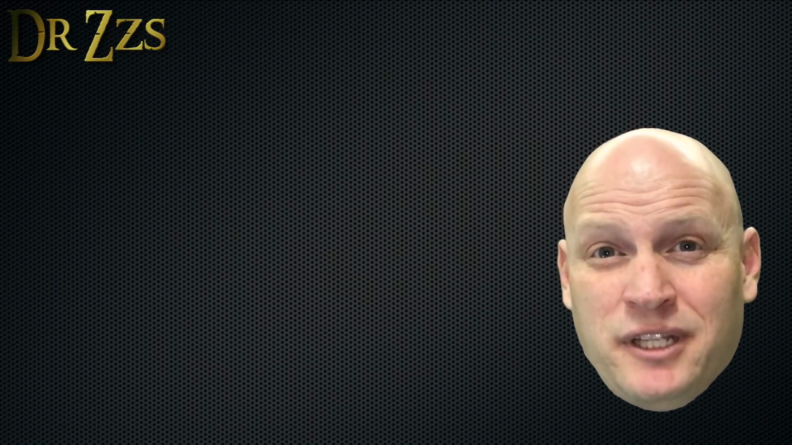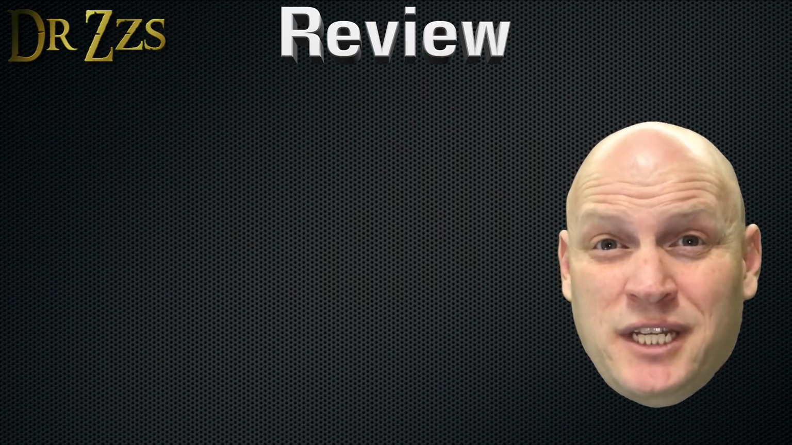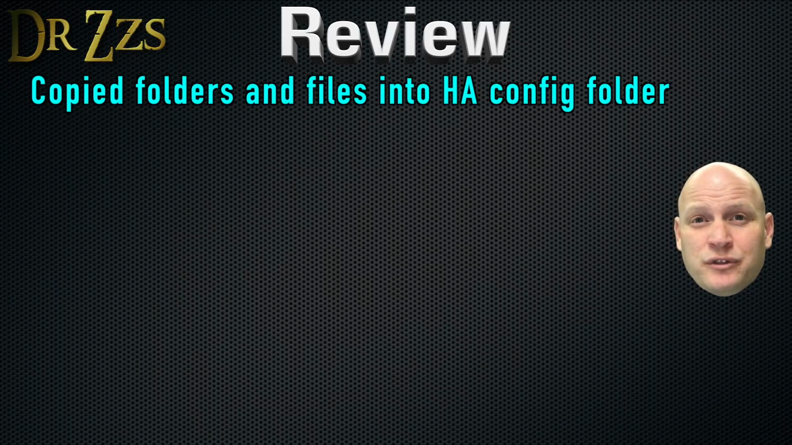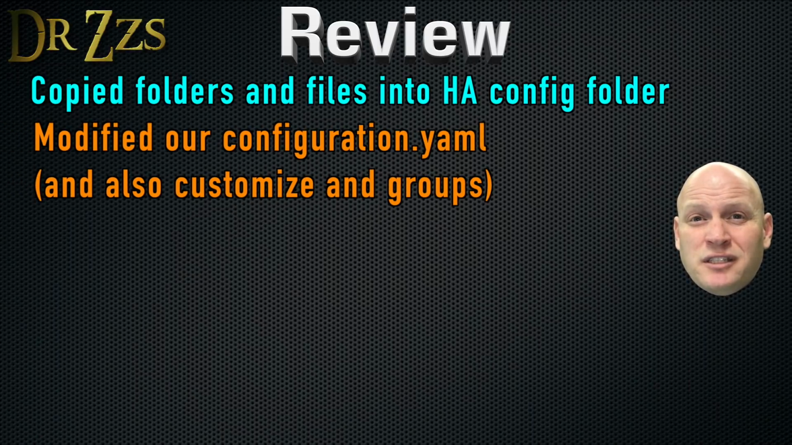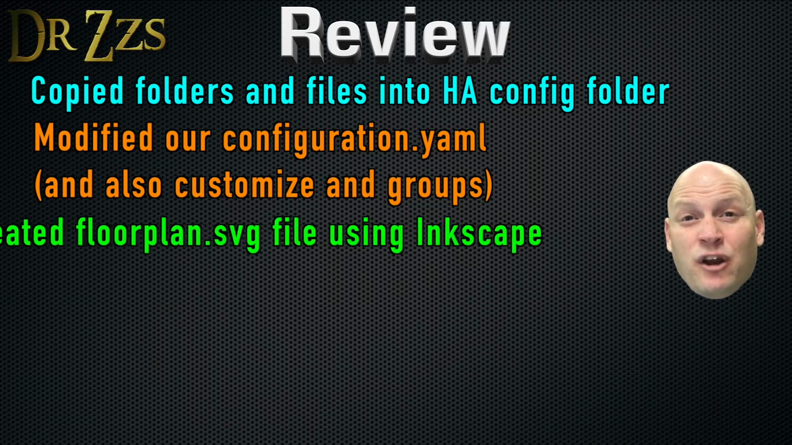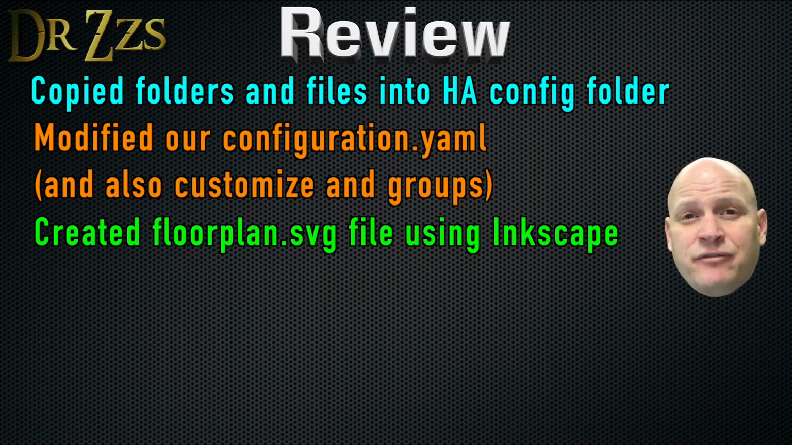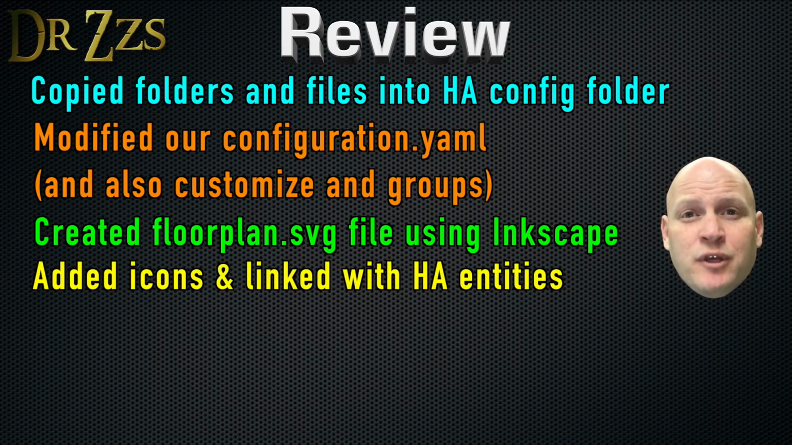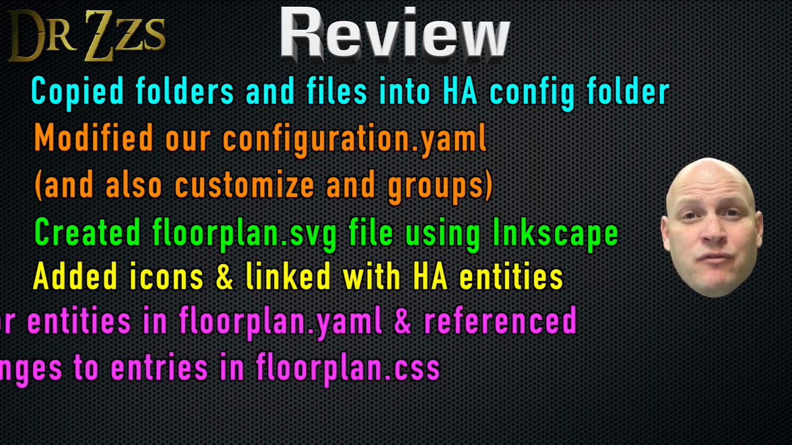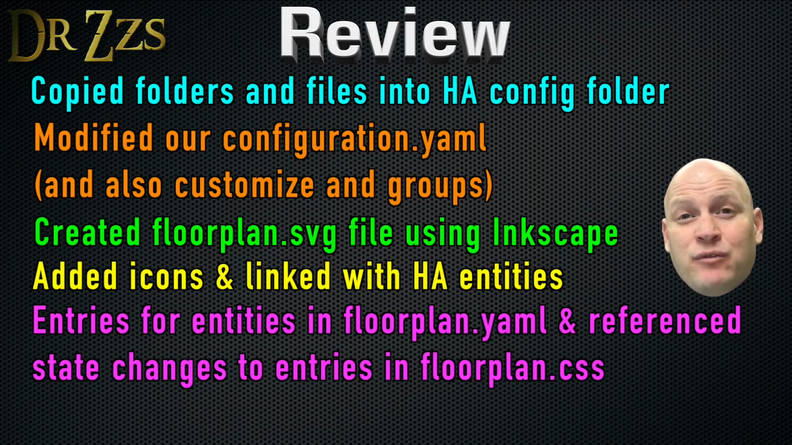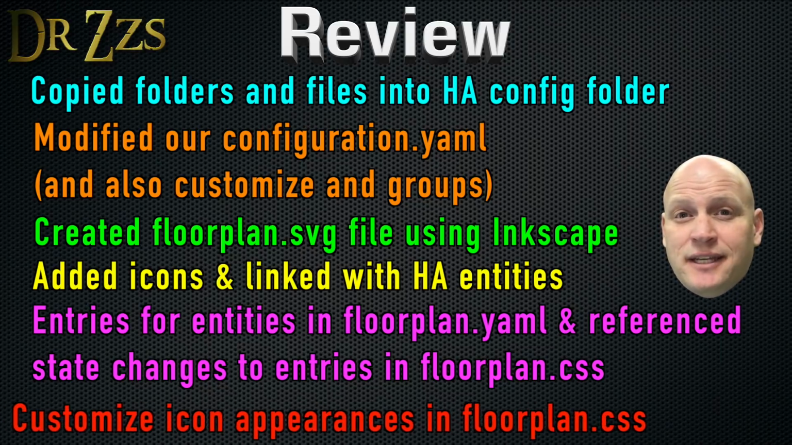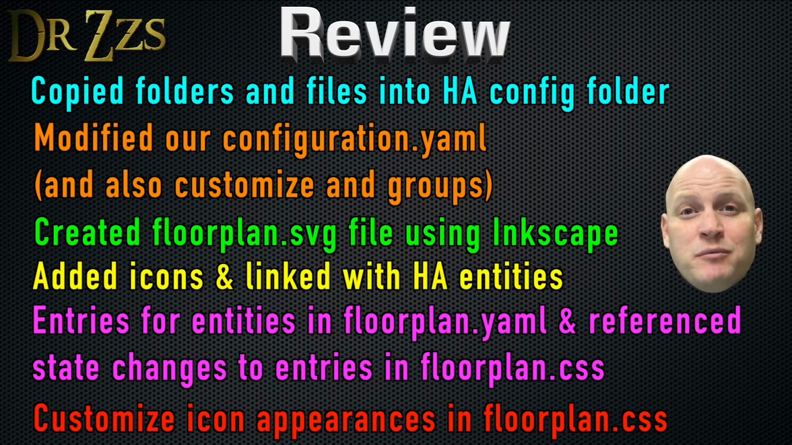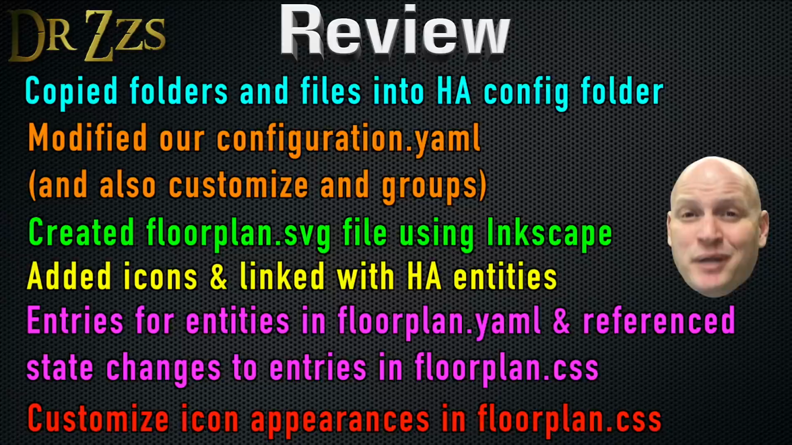There were a lot of parts to putting together this floor plan. So let's do a quick review of all the things we did. First, we copied a handful of files and folders into our main Home Assistant config folder. Then we modified our configuration.yaml file, including our customize and groups sections or files. Then we created our floorplan.svg file in Inkscape. Then in that floor plan, we added icons and associated them with our Home Assistant entities. We added entries for those entities in our floorplan.yaml file and referenced our state changes to entries in our style file, which is floorplan.css. And finally, we edited our floorplan.css file to make those icons look the way we want them to look. Sounds simple, but it can take some time to do.